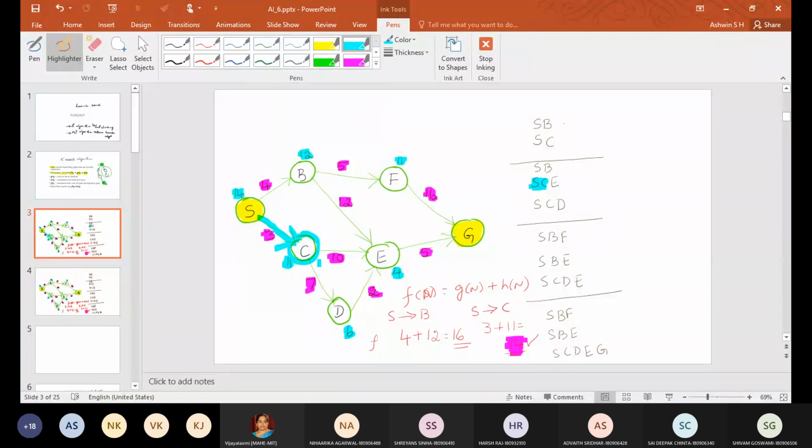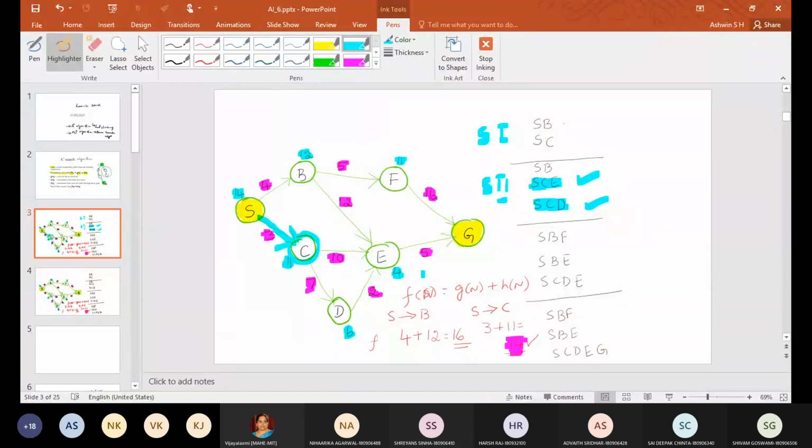Now from C, what are the nodes connected to this node C? It is E and D. So what are the two possible traversals? E and D, that is SCE and SCD. These are the two which I have expanded. E and D I have expanded. So this is my step 1. This is my step 2. In this step 2, SCE and SCD are possible.